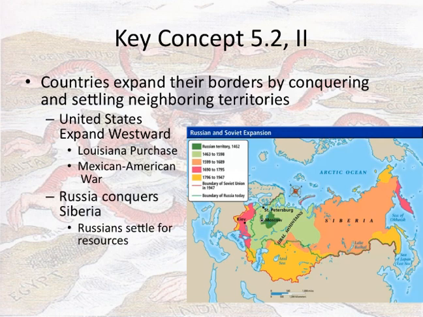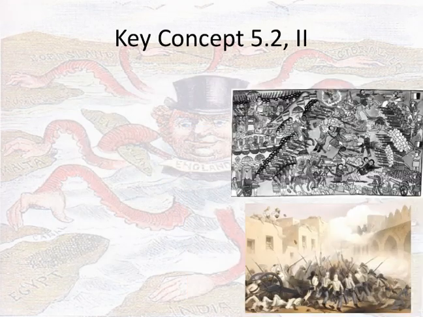Russia also uses conquest to expand its borders, as you can see in the map right here. It settles further and further east as time goes on, and Russians move there to settle for resources. Recently industrialized Japan even gets in on the expansion of their borders by conquering neighboring islands, and then eventually comes to control Korea. So one way that countries can respond to imperialism is by expanding their own borders.